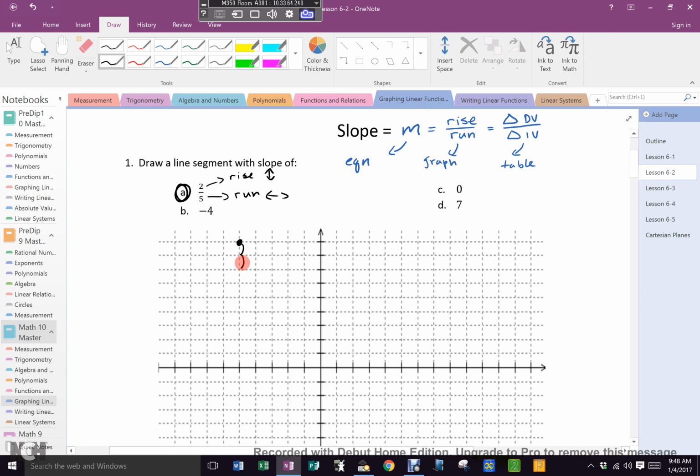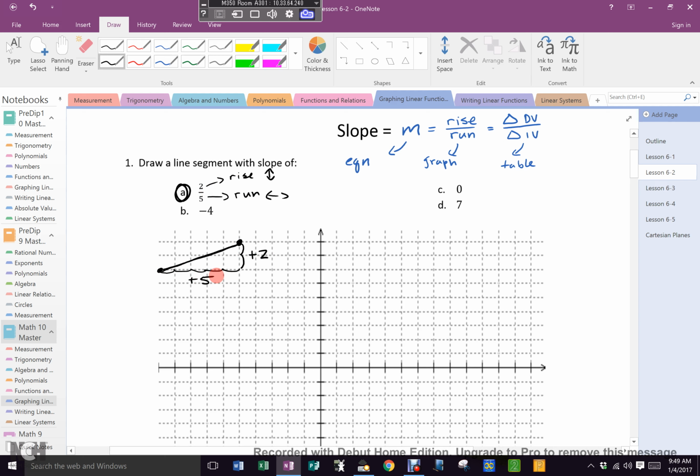Now, since I went negative with my rise, what must I do with my run? Negative. It needs to be negative 2. What direction is negative? Left. 1, 2, 3, 4, 5. And then I can connect my line. Because I have a rise of positive 2 and a run of positive 5.